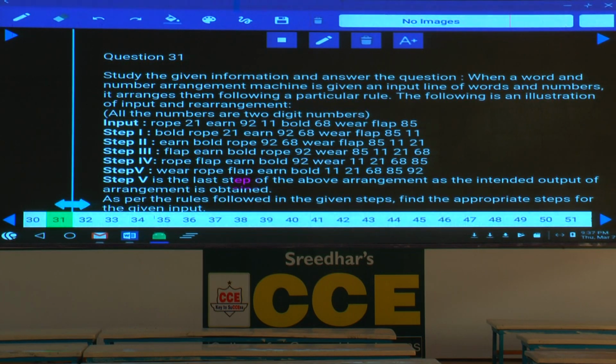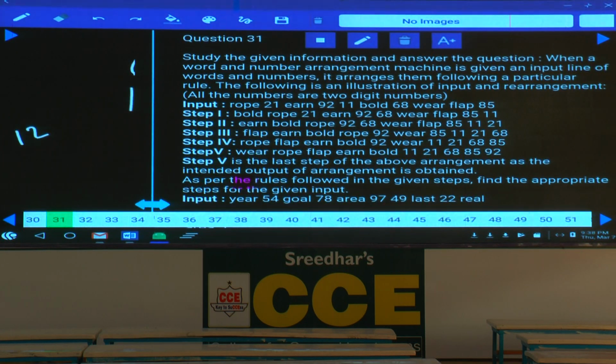Question numbers 31 to 36. Paper number 12116. Question numbers 31 to 35, 36.